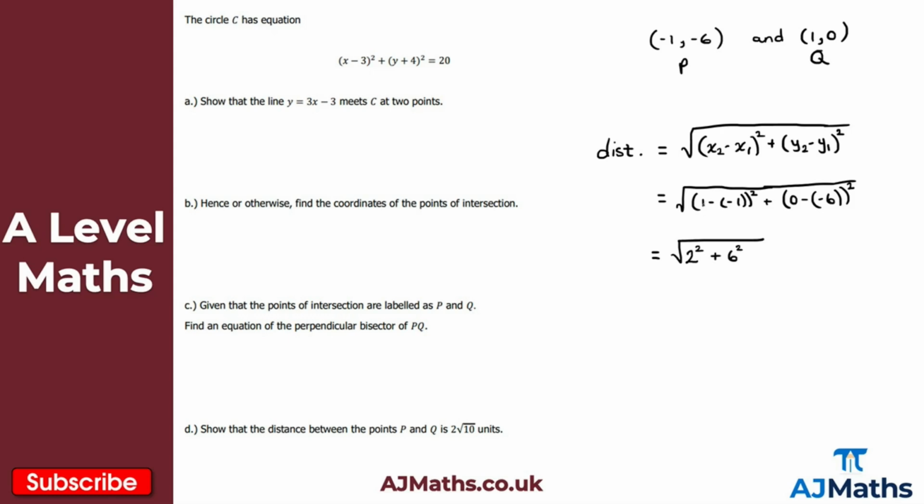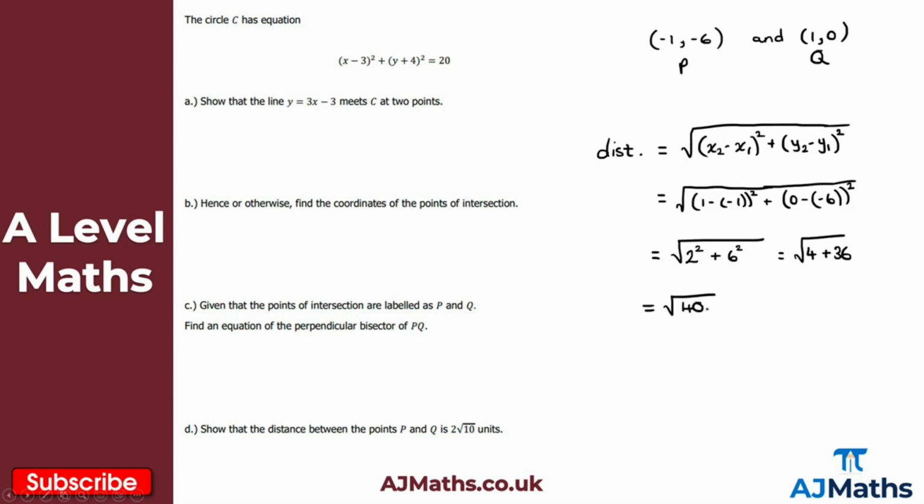Let's just double check that. 1 minus minus 1 is the same as 1 plus 1. We square that, so that's 2 squared. We then do 0 minus minus 6, which is the same as 0 plus 6, giving me 6 squared. If I simplify this, we're going to get 4 plus 36, which simplifies to give the square root of 40.